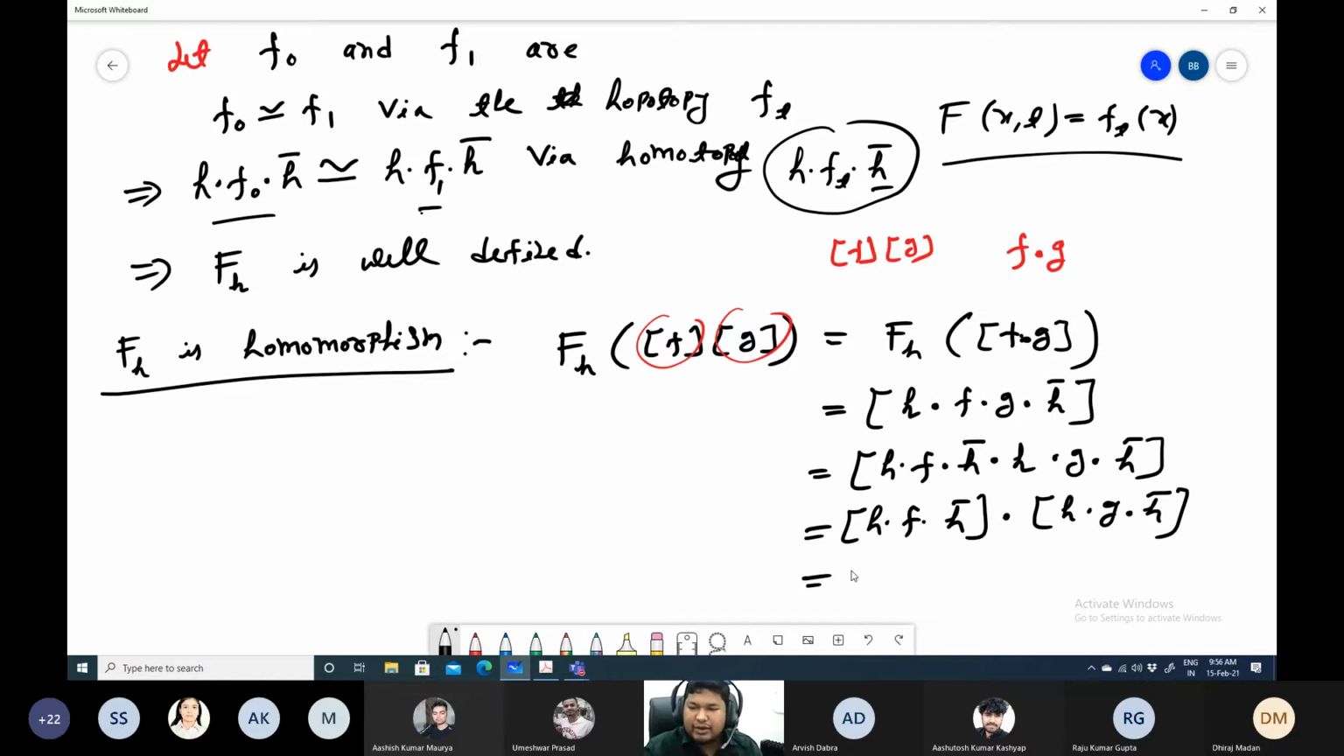So we are not writing where we are using associative and where we are using only that product, because that is now well understood. Now that means it is f(h·f) = f(h·g). Okay.